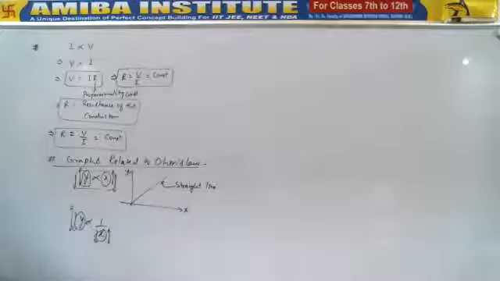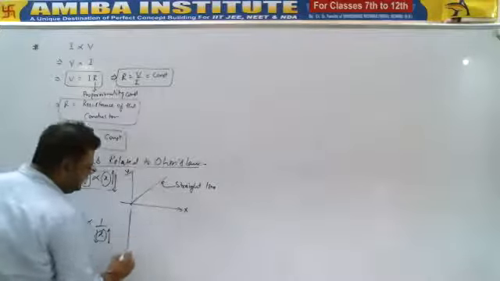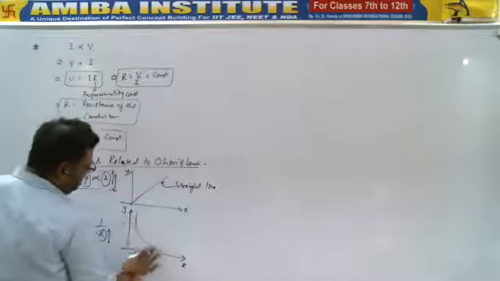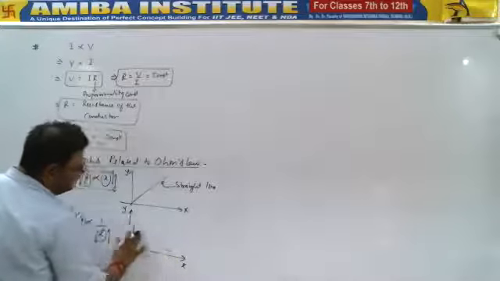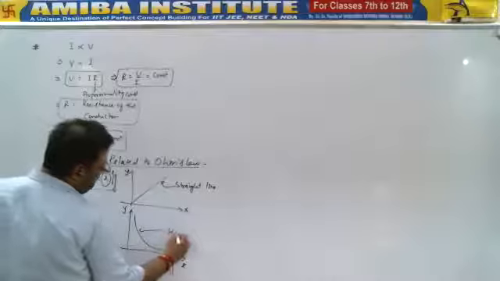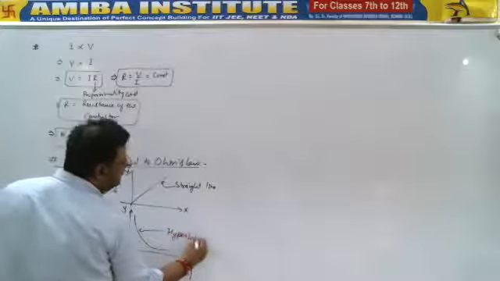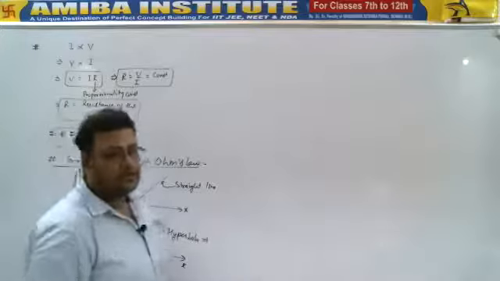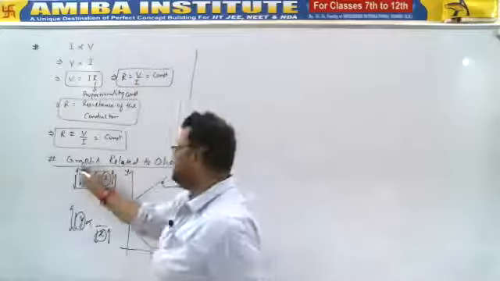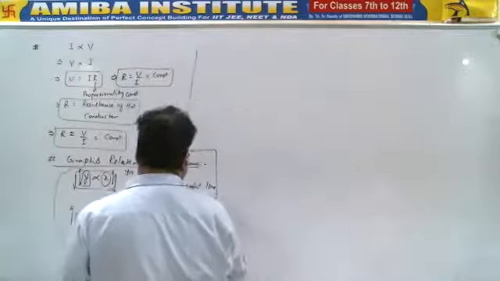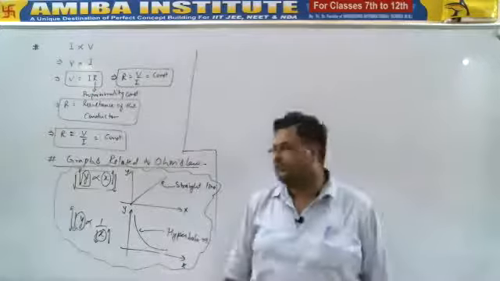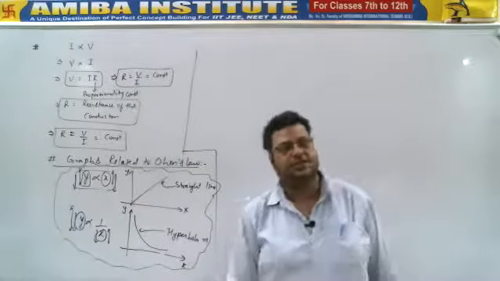Got it? That's why it is called inverse relation, and hence whenever you observe this kind of relation, the graph will always be a hyperbola. What is the name of this graph? Hyperbola, hyperbolic curve. So the name of the graph is hyperbola. Hyperbola or hyperbolic curve. Got it? Now let's discuss here. This is the basic concept behind the graph. You should learn directly how it comes.